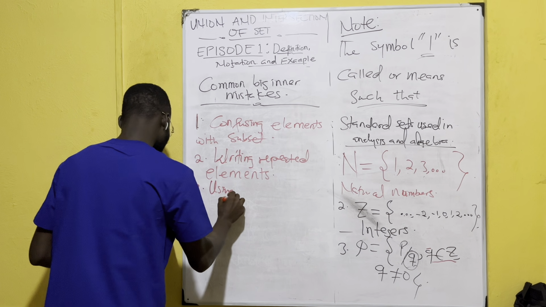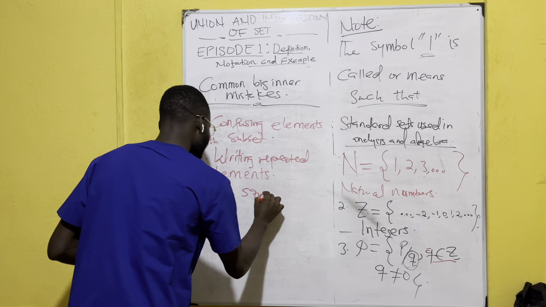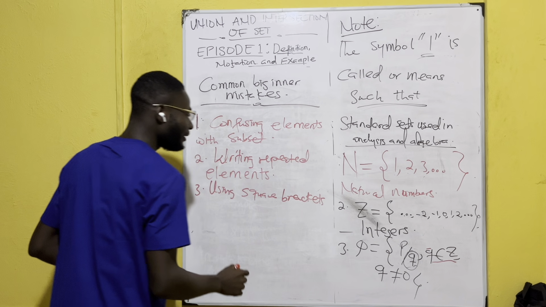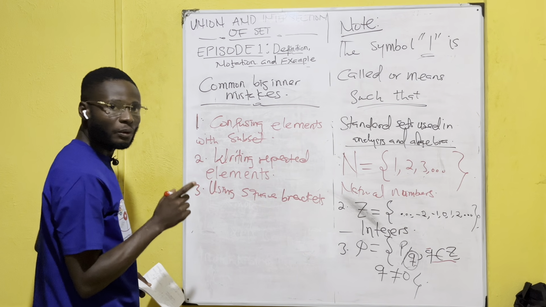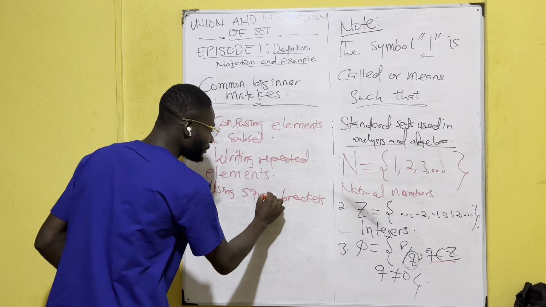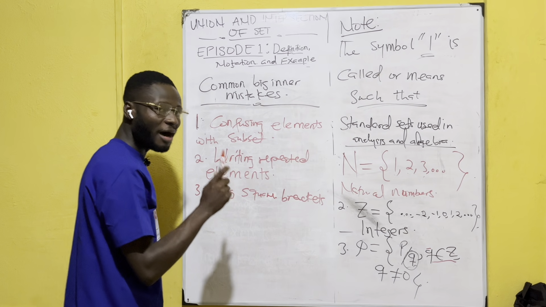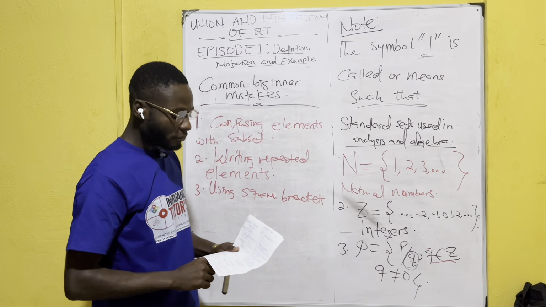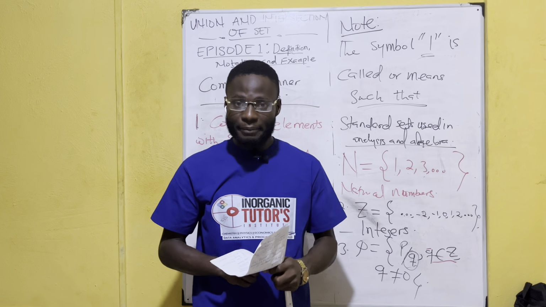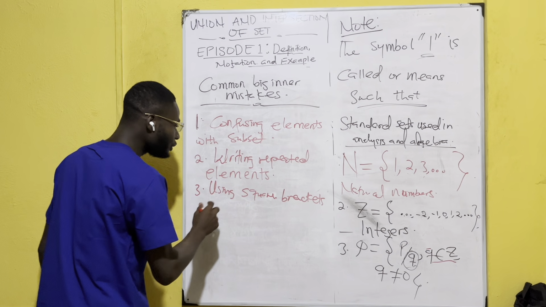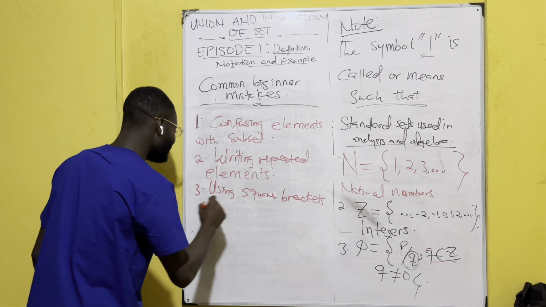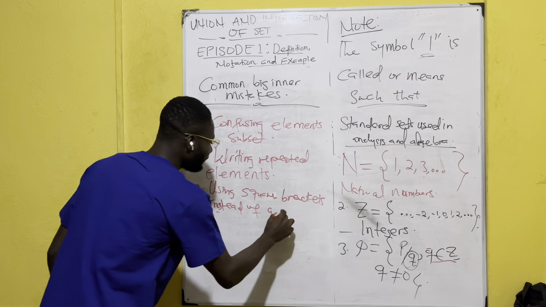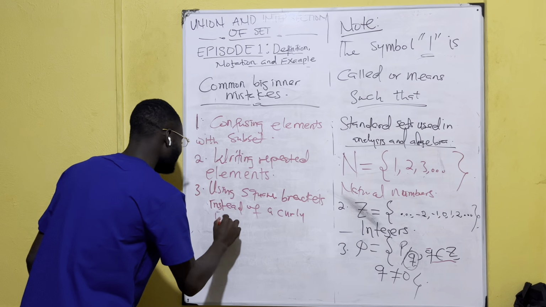Third, using square brackets. This is a mistake that most people commit, even people at a higher level of mathematics do commit. So I want you to avoid this mistake. Avoid using square brackets instead of what? Curly brackets, right? So avoid using square brackets instead of curly brackets.